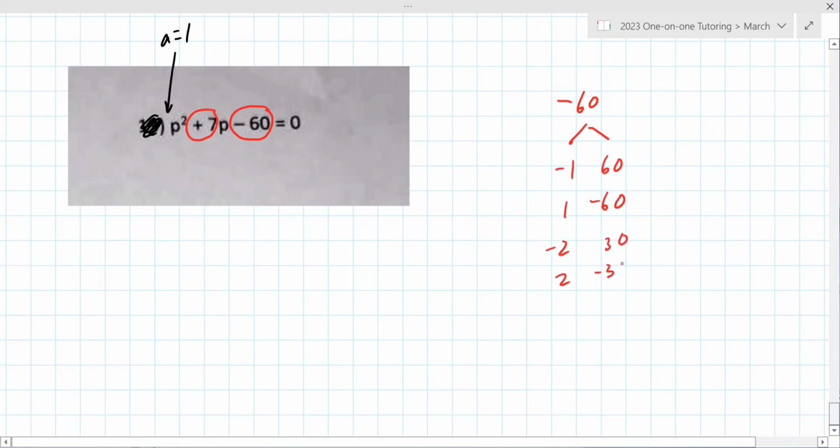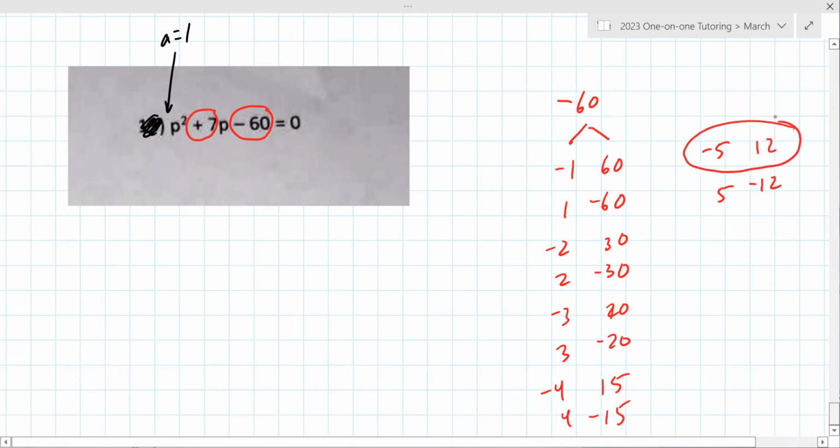I think it's worthwhile to write them all down, especially if you're into patterns and things like that, because you might see it. -4 and 15, or 4 and -15. Notice one is positive and one is negative each time, because that's the only way to get back to a negative. But you keep going until you get the one that you want, -5 and 12, or 5 and -12. We can stop here because this one works.